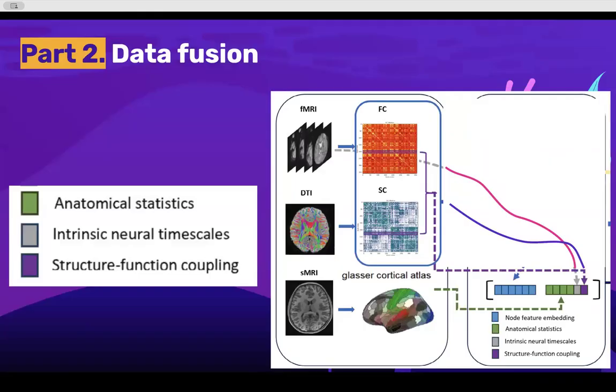So we have covered the model. Let's talk about how they do feature engineering and feature injection. They propose to fuse these three modalities in different ways. They propose to extract anatomical features from the anatomical sMRI image. They propose to analyze intrinsic neural timescales, some metric related to how time series in fMRI behave. And structure-function coupling just compares how similar the functional connectivity and structural connectivity are.